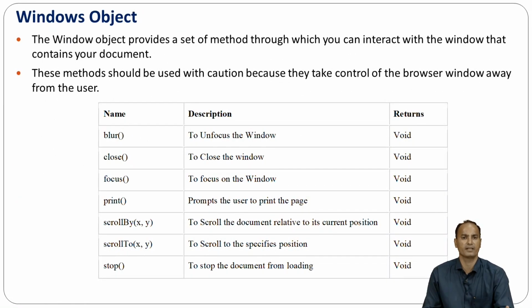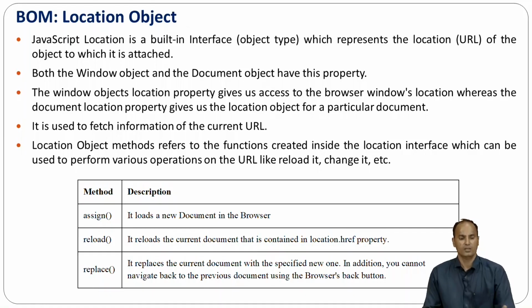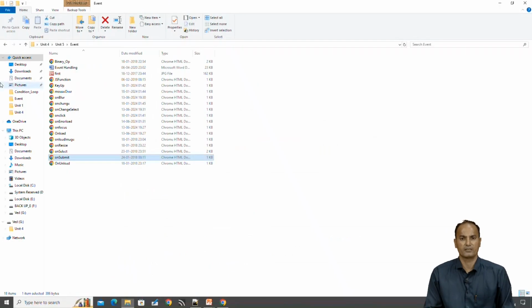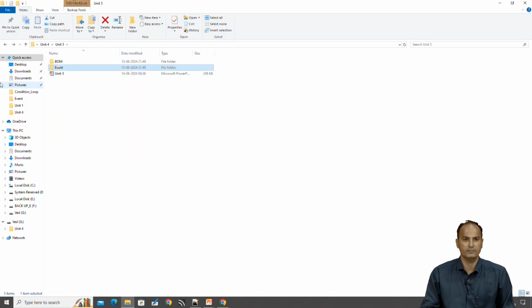The window object has the methods that are displayed here. It has a blur method to unfocus the window, close to close the window, focus method to focus the window, print method to prompt the user to print the page, scrollBy XY coordinates, scrollTo XY coordinates, and stop to stop the document from loading. So these are various methods of the window object. Now let's test the window object practically so that we can have a better understanding.